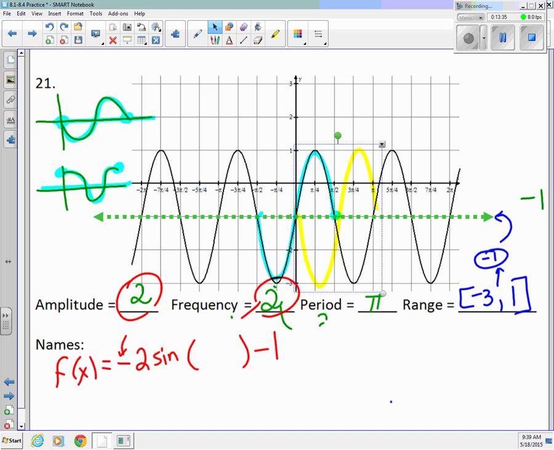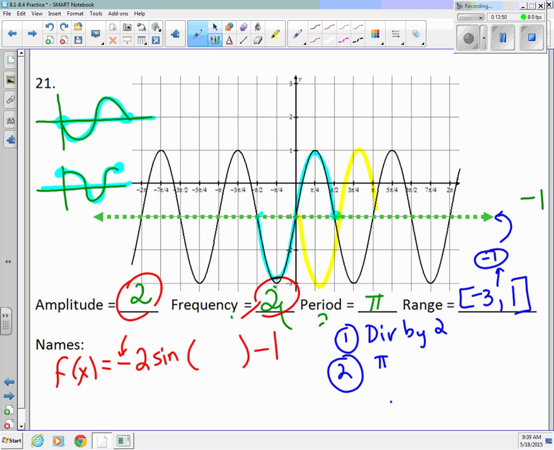By the way, as we discussed in class, it's much easier to do the squeeze and then the shift. That makes life a lot easier. So here's what we did. We first divided our domain by 2, and then secondly, moved pi over 2 to the left.